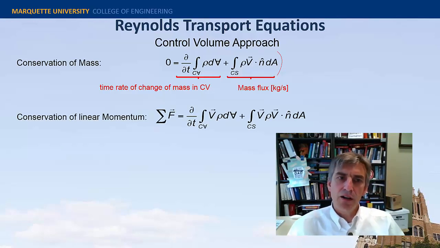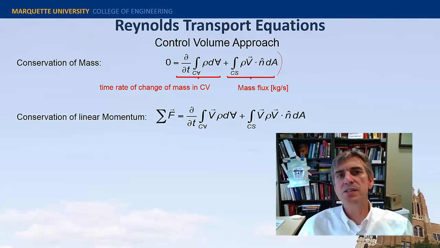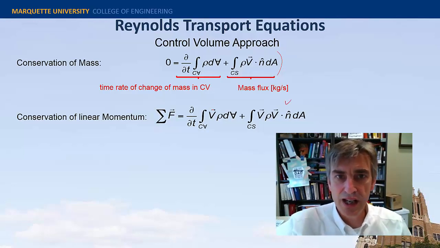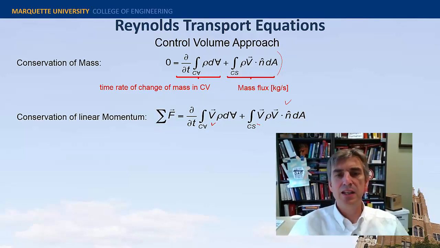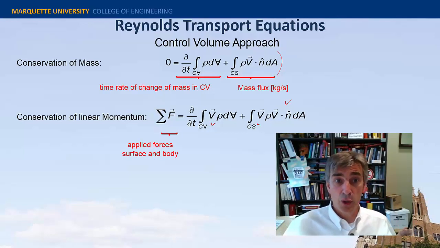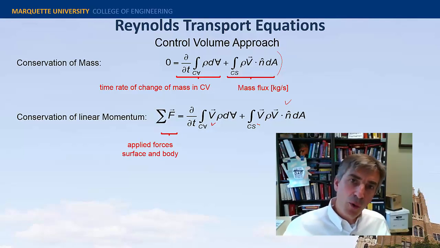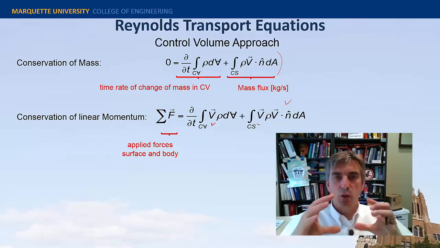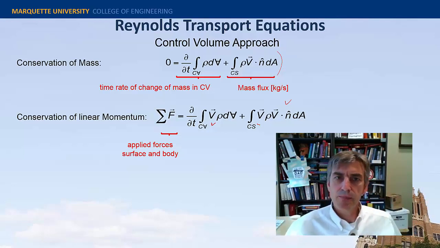Here's the conservation of linear momentum. So it looks very similar to that. In fact, we just dotted this equation here with the velocity. So you see there's an extra velocity term in each one of those integrals, and the left-hand side is equal to the applied loads. Those are both the surface forces, like pressure that acts only on the surface, or the body forces, like gravity that acts over the whole body.